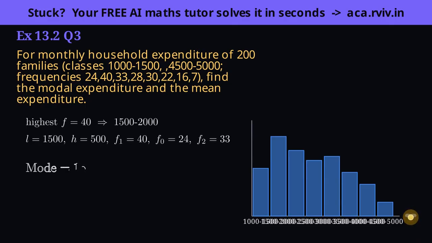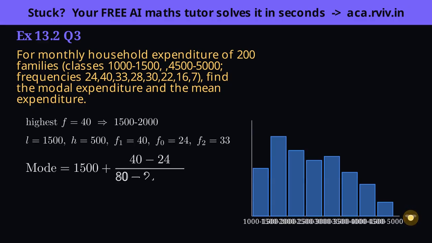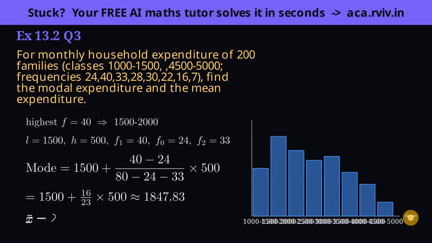Substitute into the mode formula. The numerator 40 minus 24 is sizable, so we get a real lean into the class. 16/23 of the width 500 is about 348, so the modal expenditure is roughly 1,847 rupees. Now the mean by step deviation over all 200 families, the balance point of the whole spread, comes to 2,662.5 rupees.